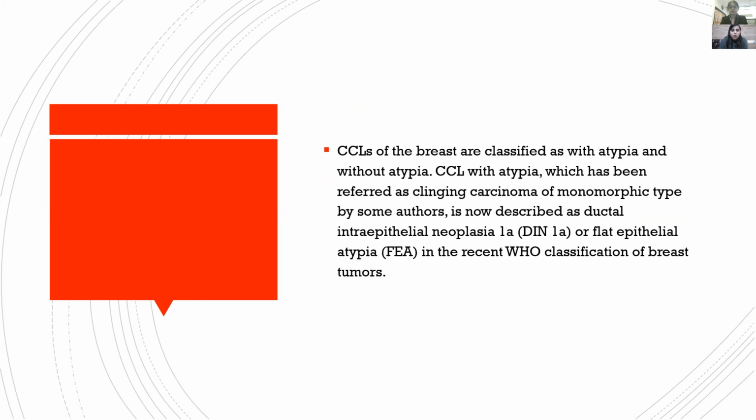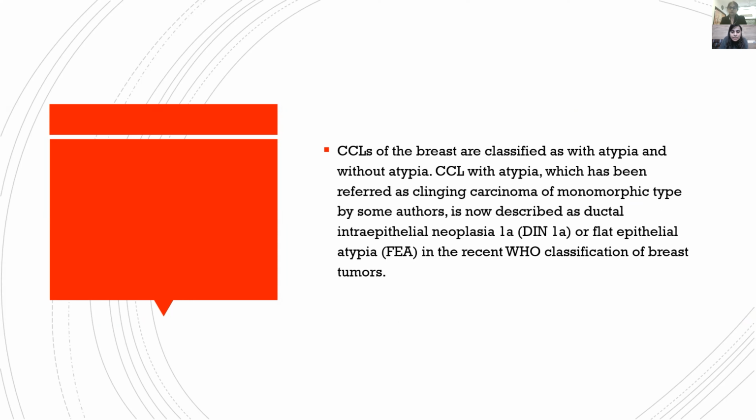So, as I told you, columnar cell lesions of the breast are classified as with atypia and without atypia. CCL with atypia is also known as flat epithelial atypia. It has been referred to as clinging carcinoma of monomorphic type, and is now also known as ductal intraepithelial neoplasia or flat epithelial atypia in the recent classification. So of the two types, with atypia and without atypia, flat epithelial atypia lies within the category of with atypia. Next slide, please.